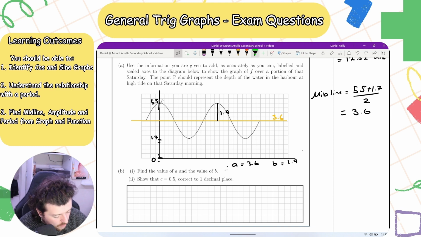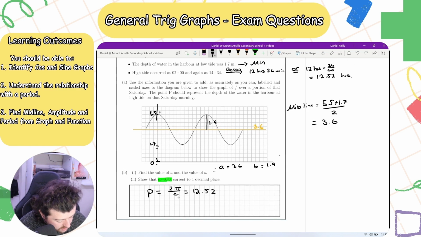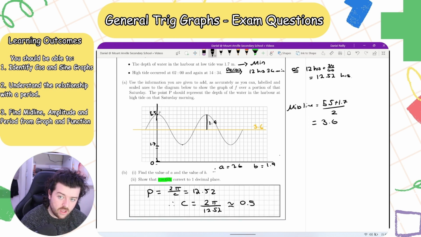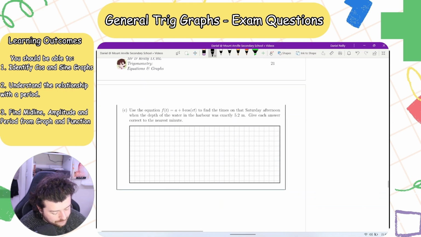Show that C is equal to 0.5, correct to 1 decimal place. So C, what do I know that has C in it? Well, I know the period is equal to 2 pi divided by C. And I know my period is equal to 12.52 up there. So with some algebraic magic, C is going to be equal to 2 pi divided by 12.52, which is roughly going to be equal to 0.5. So the first part of the question was actually not bad.